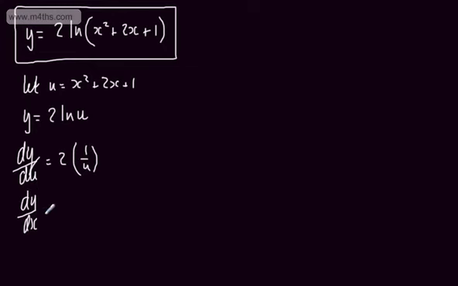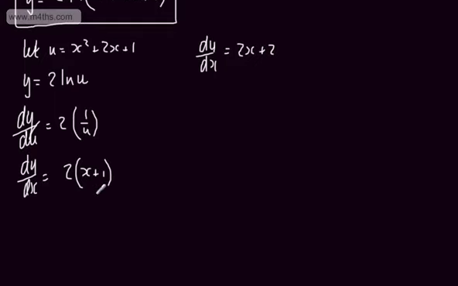So we've got du/dx, and that's going to be now 2x plus 2. Or we could write now, if we wanted, 2 times the quantity x plus 1. So 2x plus 2, derivative of that. I'll just write it here. du/dx is equal to 2x plus 2. So what we end up with then is the following.